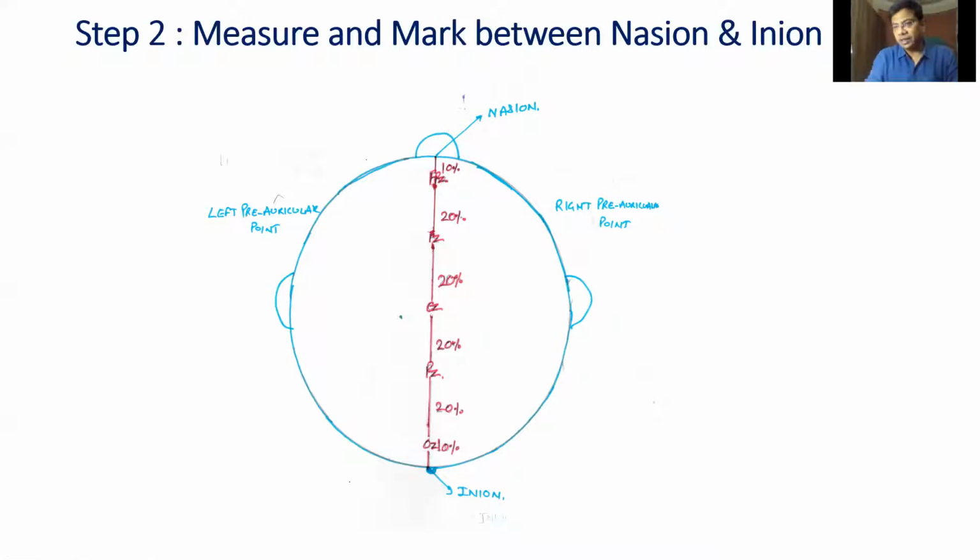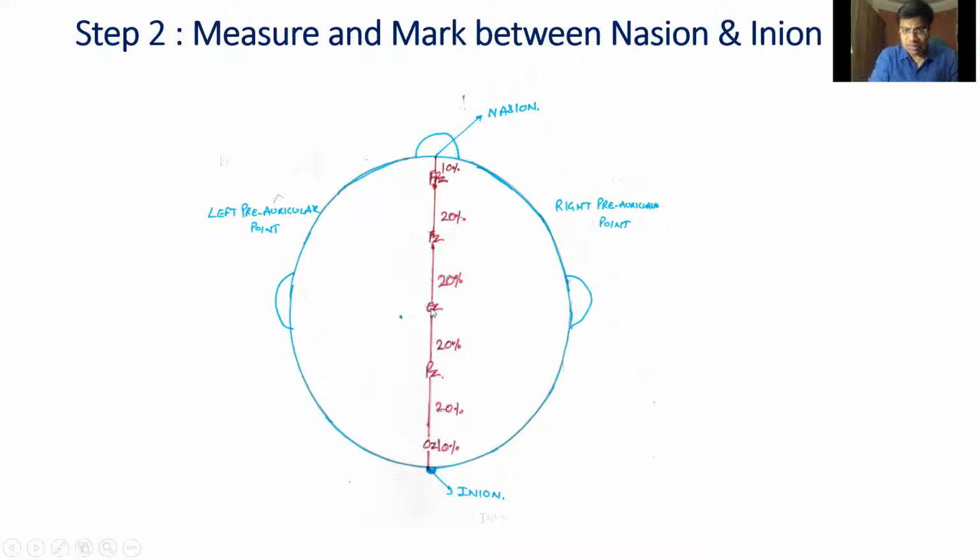In general, in adults, the length from nasion to inion is between 32 to 36 centimeters. For example, say it is 36 centimeters. Passing from nasion to inion, from the center point, we need to locate the 50% point between nasion and inion. This point is called Cz, which is one of the most important locations for EEG electrodes.